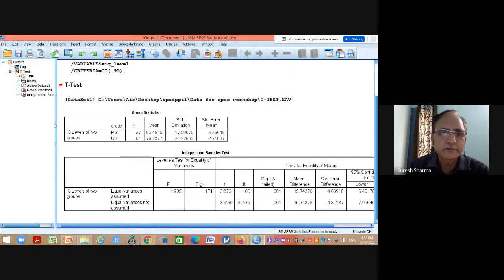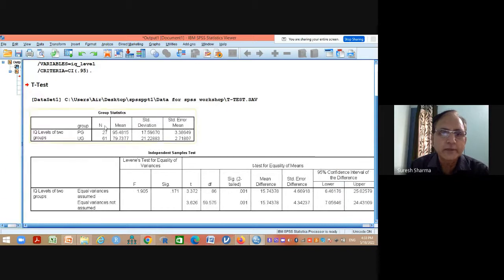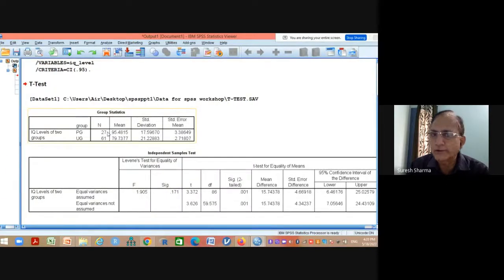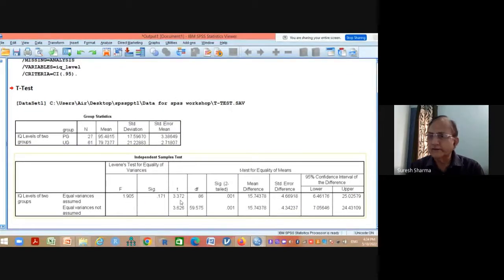Shift it to this side so that you can see a clear picture. So there are 27 people in the PG group, 61 in UG. These are their mean IQ levels, along with standard deviation, standard error of mean, right? And here, these are the two t-values. This is the first t-value. This is the second t-value.